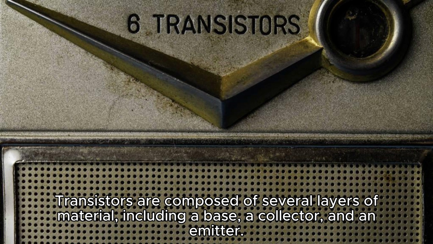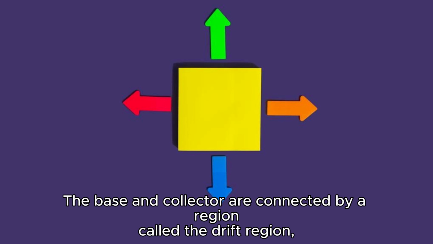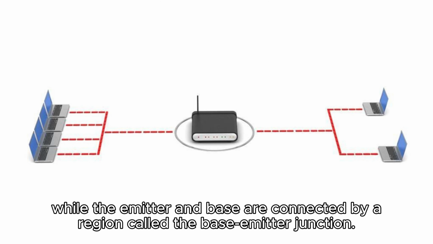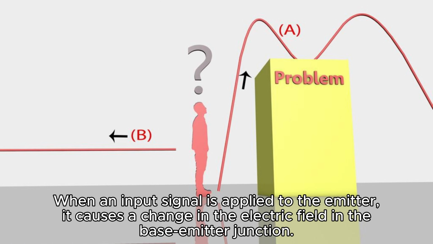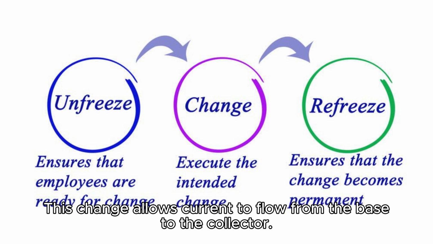How are they constructed? Transistors are composed of several layers of material, including a base, a collector, and an emitter. The base and collector are connected by a region called the drift region, while the emitter and base are connected by a region called the base-emitter junction. When an input signal is applied to the emitter, it causes a change in the electric field in the base-emitter junction. This change allows current to flow from the base to the collector.